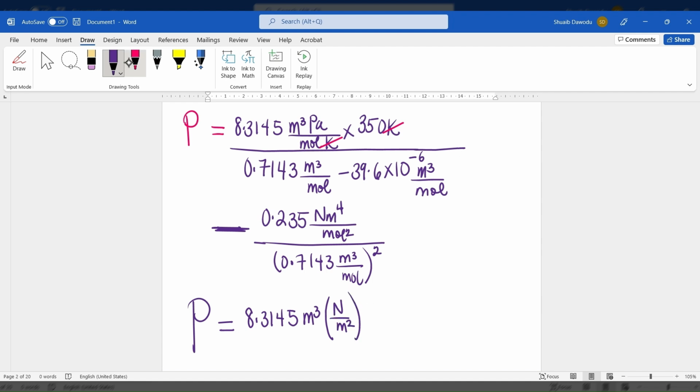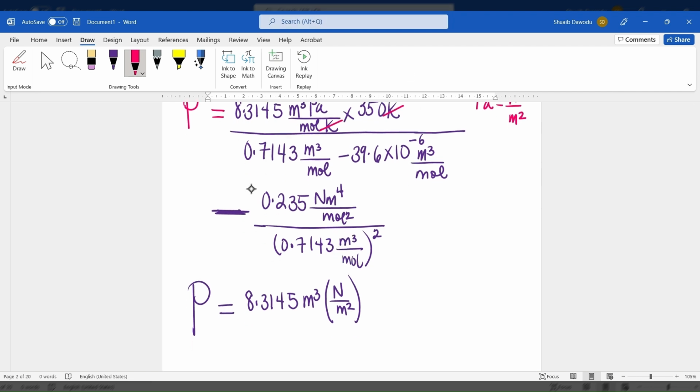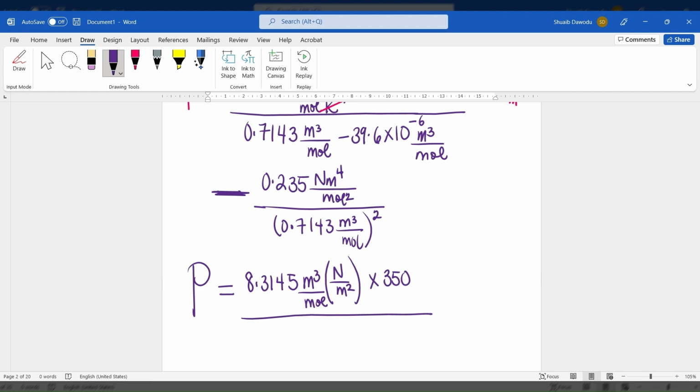I'm going to rewrite the Pascal to just be Newton per meter squared, since we don't have any other Pascal, but we have Newton on the right side of the negative. So I'm just going to rewrite all of that out per mole, times 350, divided by 0.7143 minus 39.6 times 10 to the power of negative 6, which will end up giving you 0.714260, of course meter cube per mole.